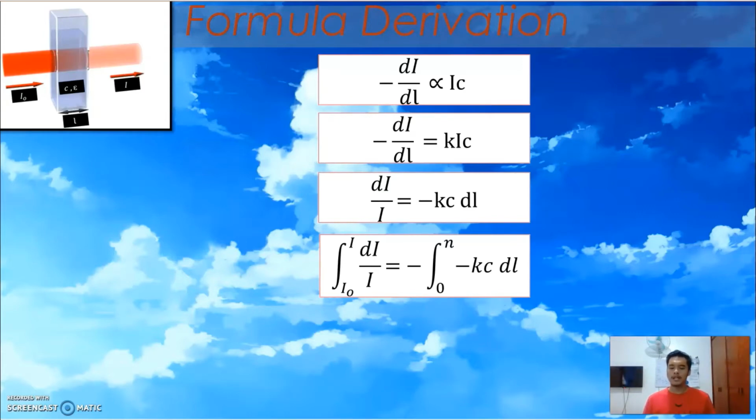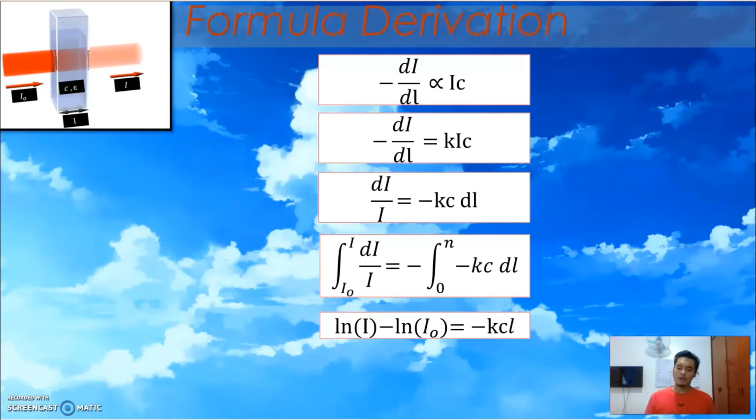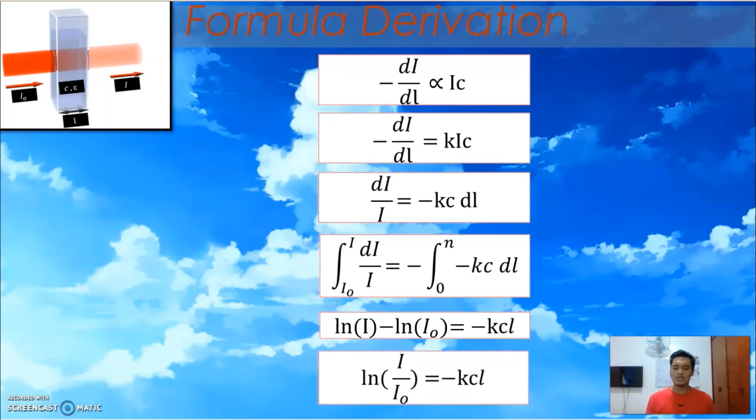And on the right side, we put the negative sign, and disregard the other negative sign. There was a typo. It's just the integral from 0 to l of negative kc dl. So we would have this expression: the natural log of I minus the natural log of I0 equals negative kcl. Following the laws of logarithms, we can say that the natural log of I over I0 is equal to negative kcl.